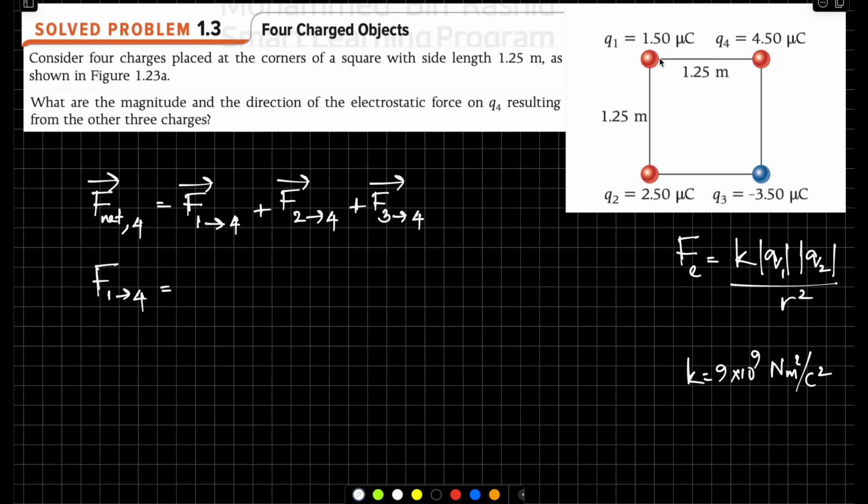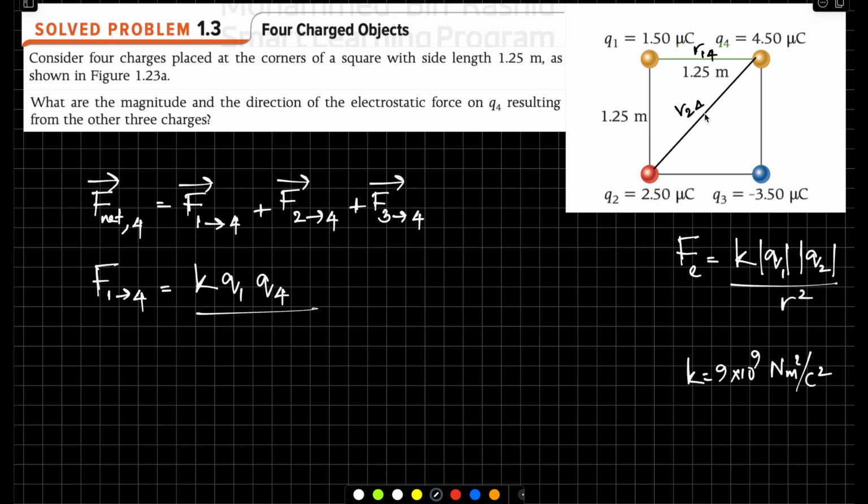So F1 to 4 is equal to, we are talking about Q1 and Q4, right? So we focus here. We have two charges, Q1 and Q4. The force exerted by 1 on 4 will be equal to K Q1 Q4 over the distance between 1 and 4. I'm going to call that distance R14. The distance between Q2 and Q4, I'm going to call R24.